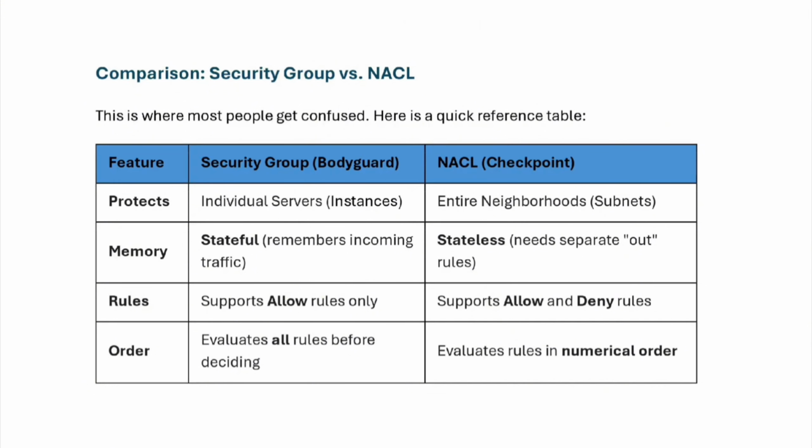Comparison between security groups and NACL. Security groups protect individual servers or instances. NACL protects the entire neighborhood, or subnets. Security groups are stateful. They remember incoming traffic. NACLs are stateless. They need separate outbound rules. Security groups support allow rules only. NACL supports allow and deny rules. Security groups evaluate all rules before deciding. NACL evaluates rules in numerical order.